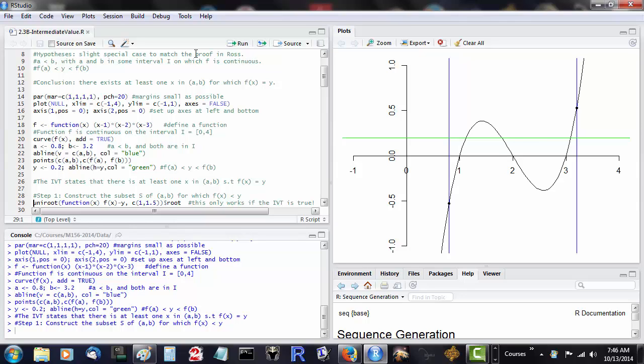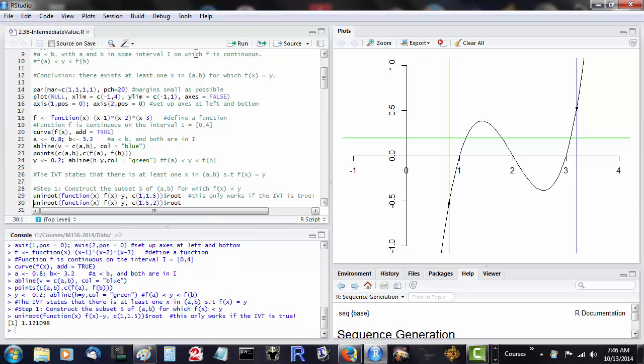So here's the first step. I'm going to construct a subset of the interval a to b. This is a subset in the domain for which f of x is less than y. I will do this by using the uniroot function. Of course, the uniroot function only works because of the intermediate value theorem. The intermediate value theorem guarantees that we can find these solutions.